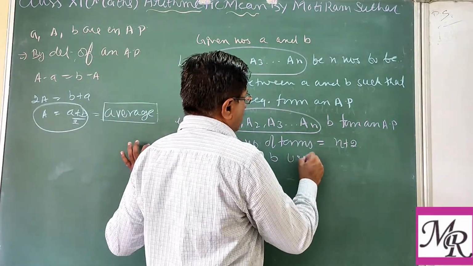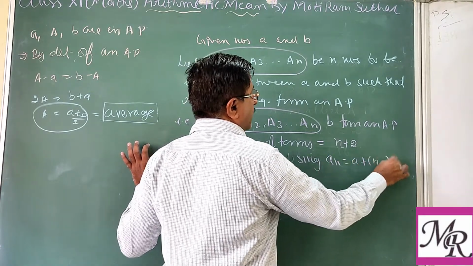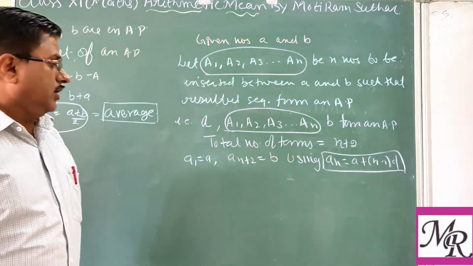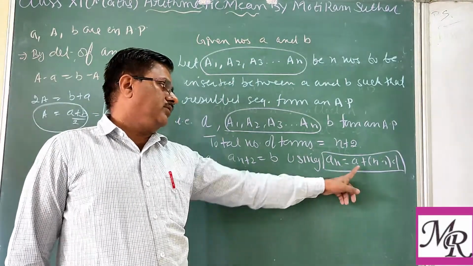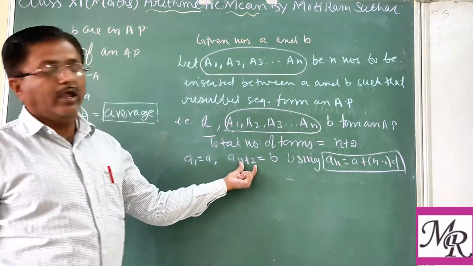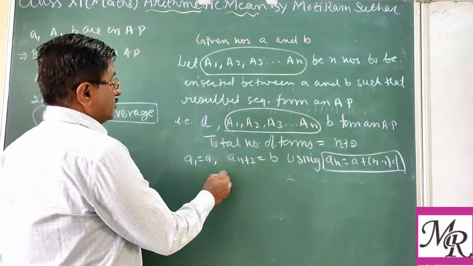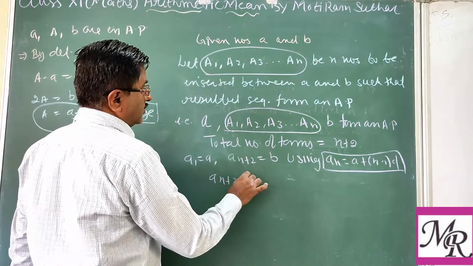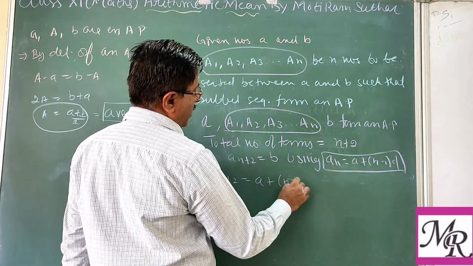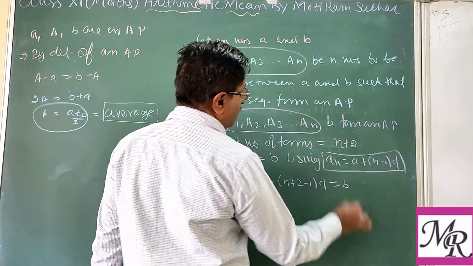So now using the formula of the nth term of an AP. As you know, the nth term of an AP is given by A plus n minus 1 into D. Here the nth term is n plus 2. N is replaced by n plus 2. So the (n plus 2)th term is equal to the first term A plus n plus 2 minus 1 into D, which is equal to B.